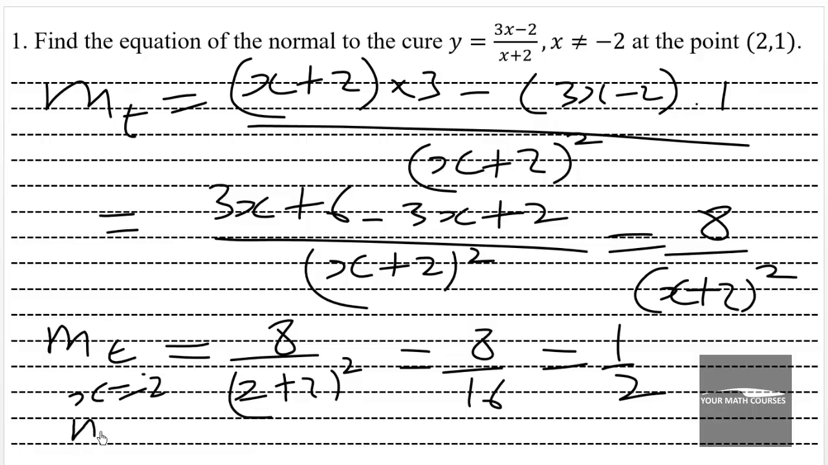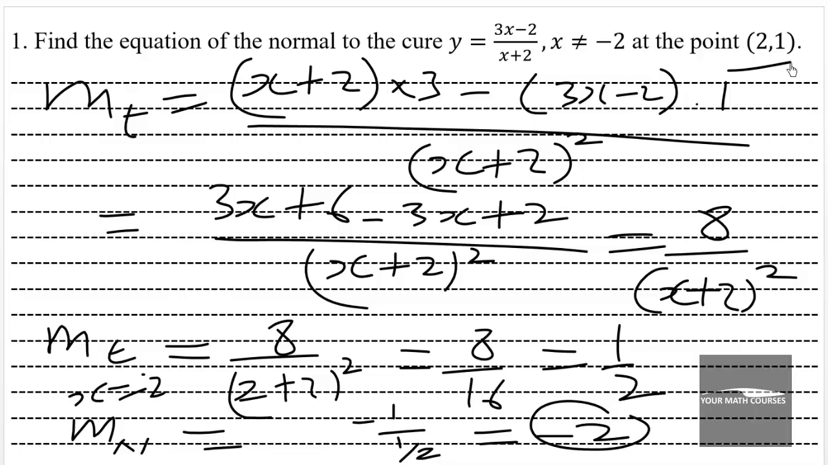And the gradient of the normal, m sub n, will be equal to the negative reciprocal. So negative 1 over 1/2, and that will give us negative 2. So the gradient of the normal is negative 2. So we got the requirement to find the equation of a straight line. We got the gradient, negative 2. We got the point (2, 1). So let's proceed and find the equation of the straight line.